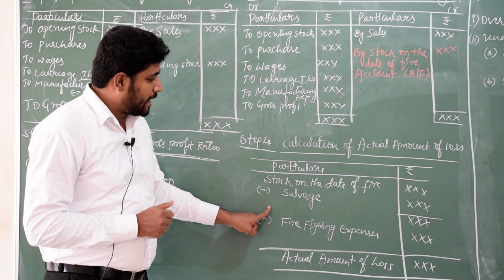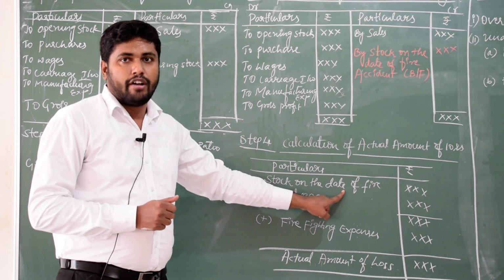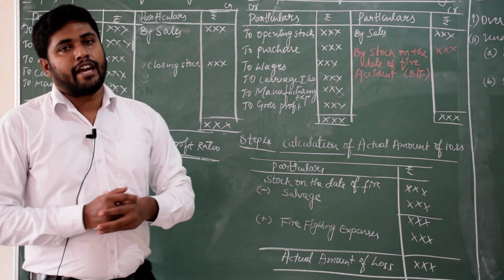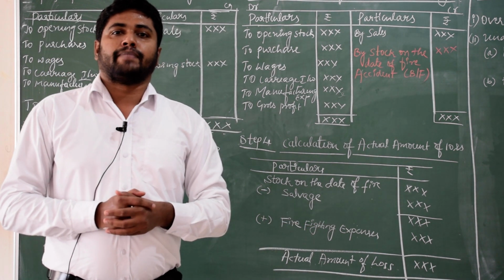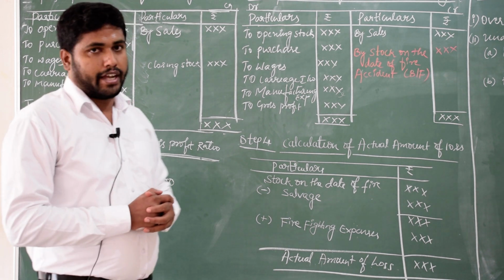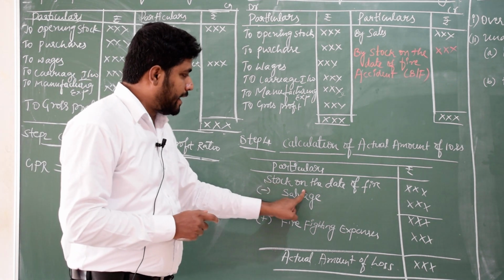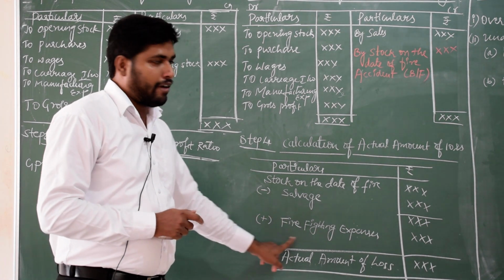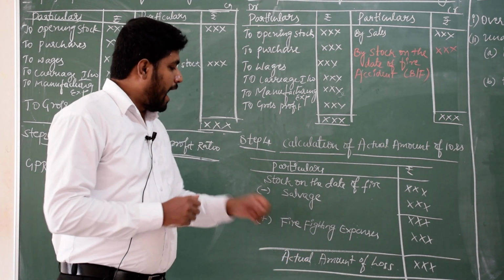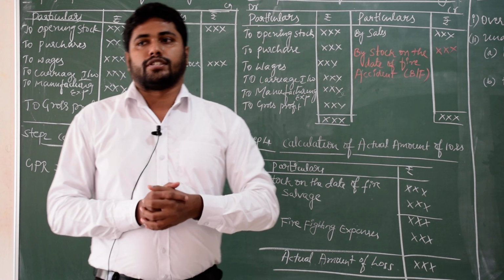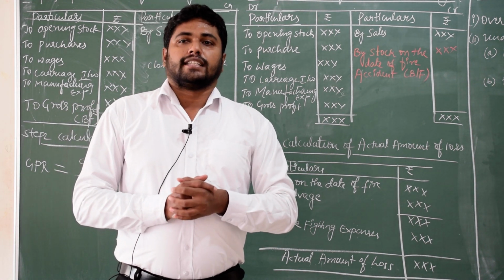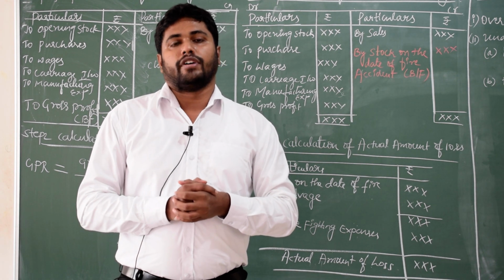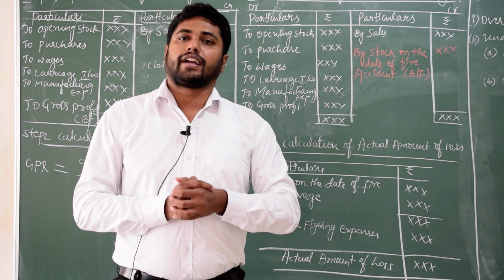That salvage should be deducted from stock on the date of fire, and we should add firefighting expenses. Firefighting expenses are nothing but the expenses incurred to extinguish the fire. So, take stock on the date of fire minus salvage plus firefighting expenses, you will get actual amount of loss. And the last step is calculation of actual amount of claim, or the calculation of claim money.